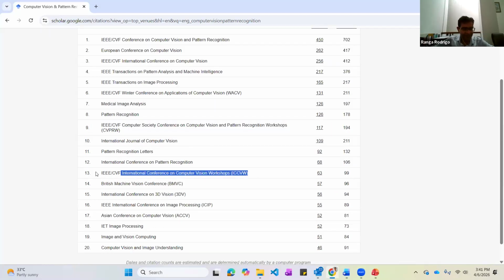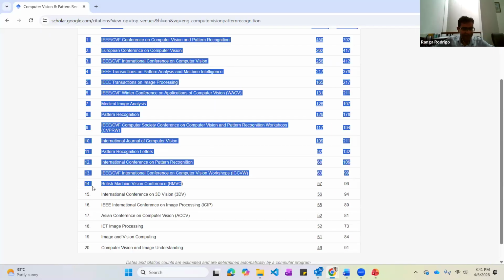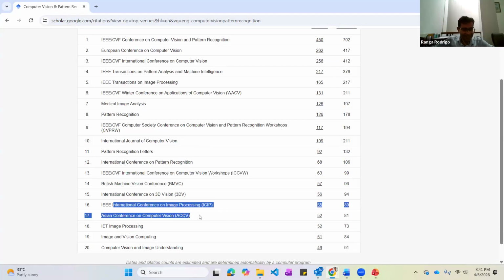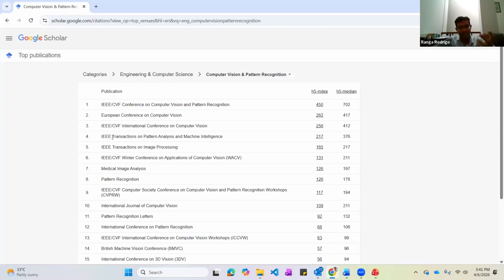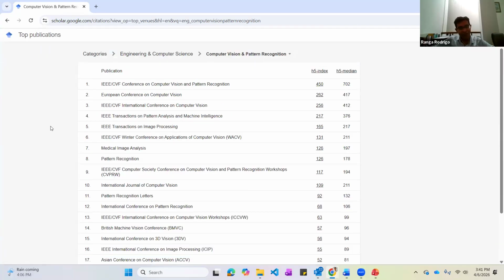So ICCV workshop we have, BMVC we have, ICIP we have, ACCV we have. So yeah, this is the top 20. If it is in the top 20, usually it should be okay if the journal or the conference is in the top 20. Take IEEE Transactions on Pattern Analysis and Machine Intelligence, this is the topmost journal of all of engineering. If you see a paper there, it must be good usually.